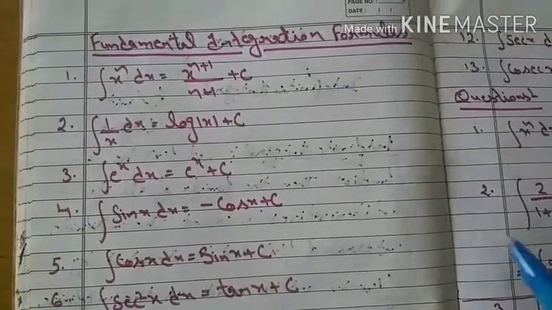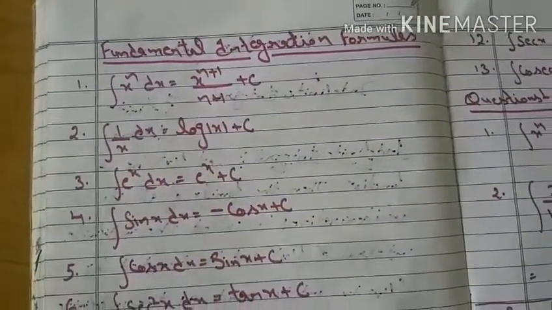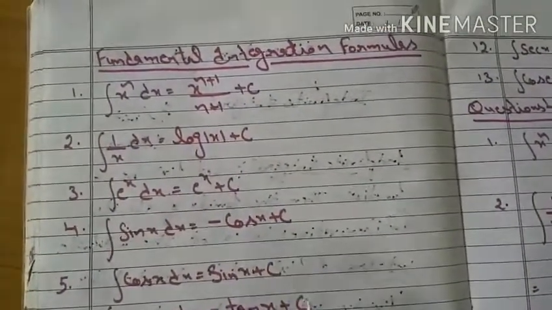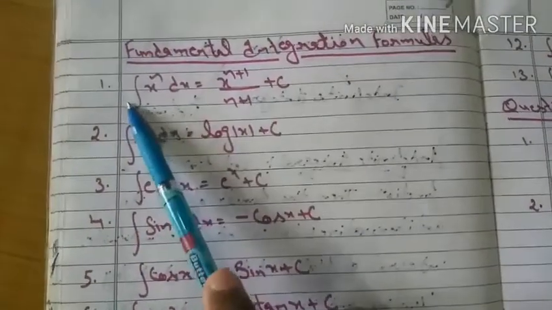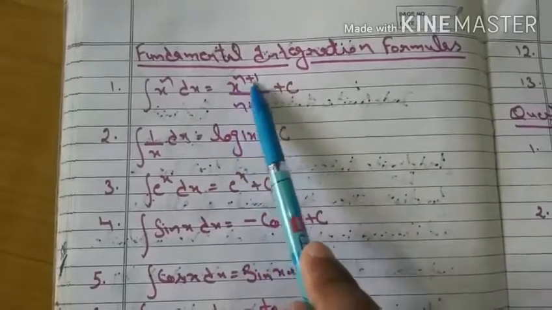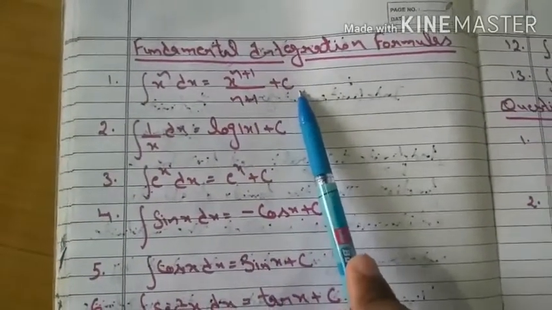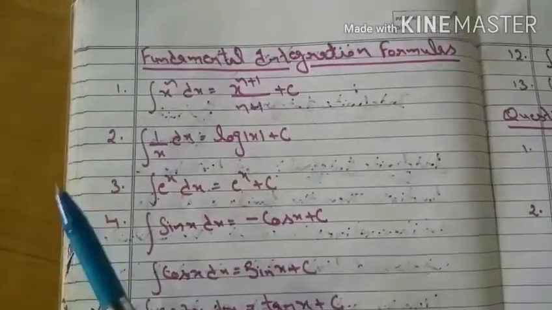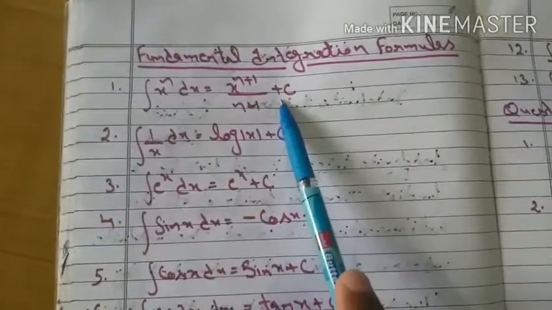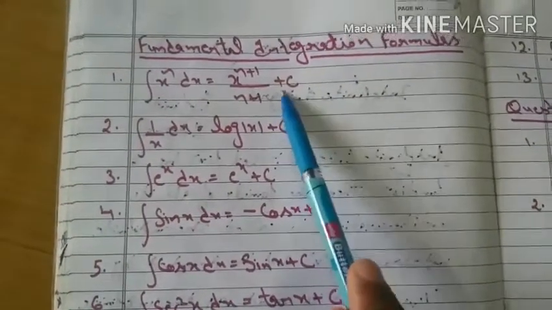So students, here are some standard formulas to calculate integration of various functions. You have to learn all these formulas. So first is for power function, integration of x raised to power n dx is equal to x raised to power n plus 1 upon n plus 1 plus c. And remember one thing, in indefinite integral we always put constant c in the answer. We always put constant c.